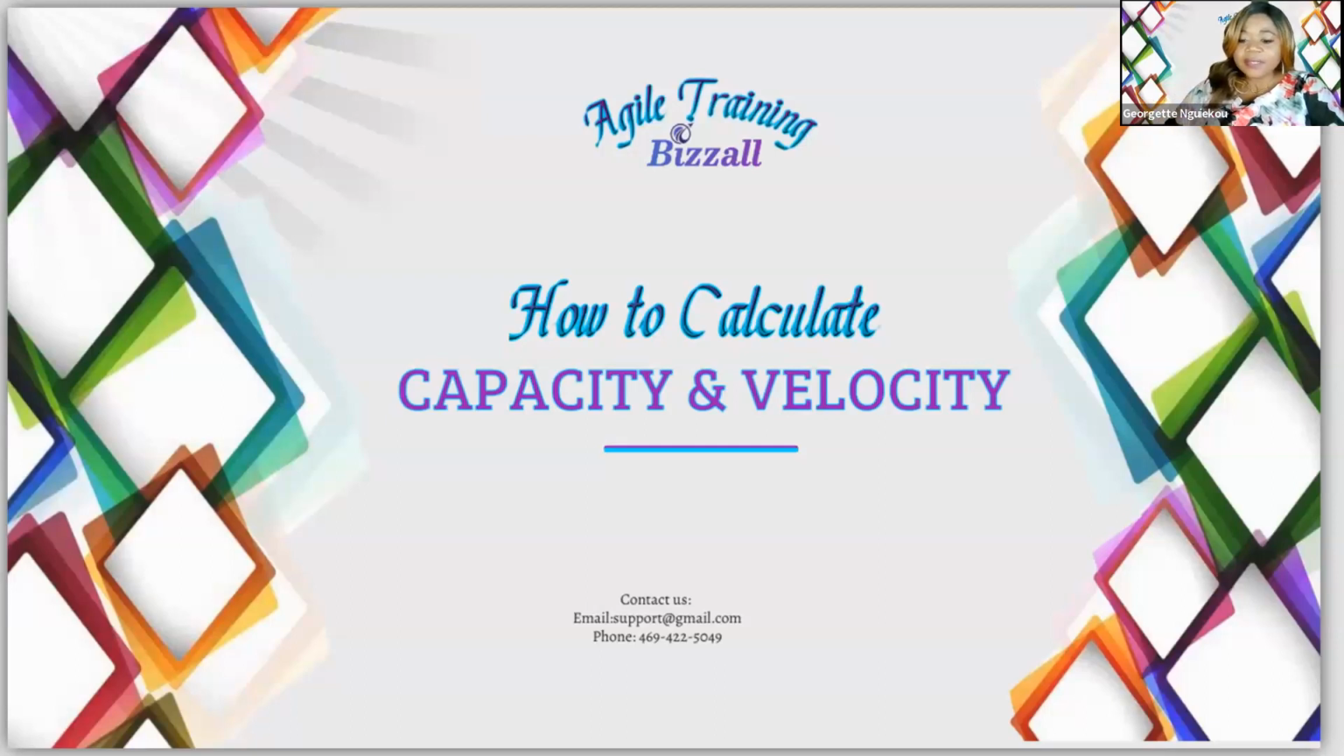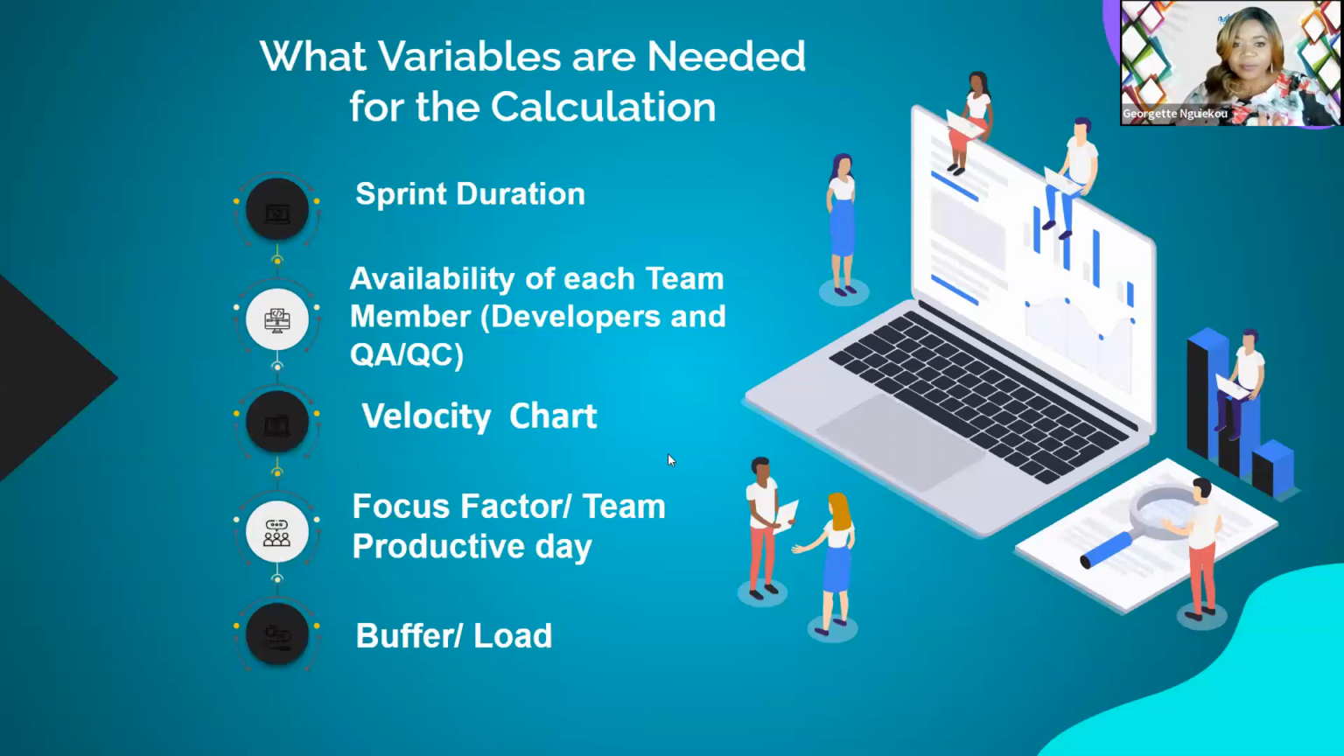And when it comes to capacity and velocity calculation, at what point do you need that knowledge? Remember, every sprint, you have to bring in your capacity. That means every sprint you have to be checking and seeing what is happening with your team. So those are the things that you have to consider when calculating capacity and velocity. You want to know the sprint duration. A sprint can be 1, 2, 3, or 4 weeks maximum. Based on the sprint duration, you want to know how to calculate them.